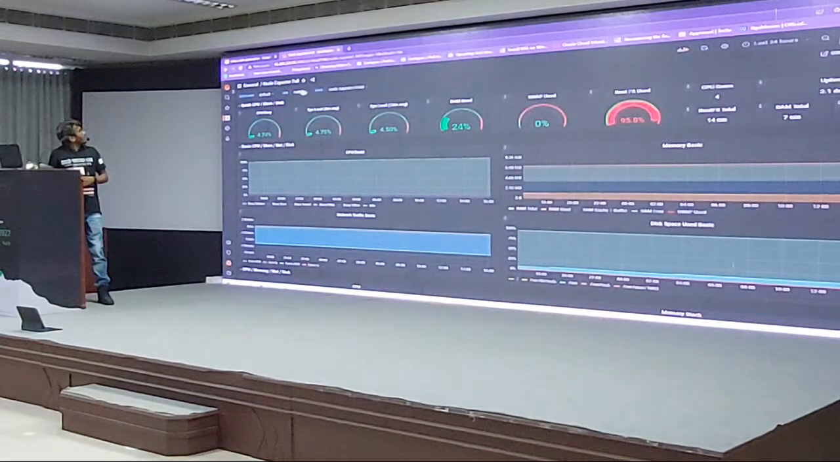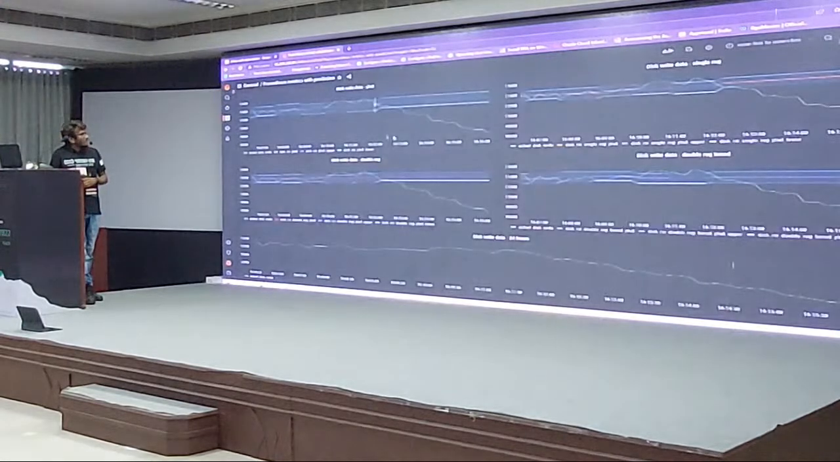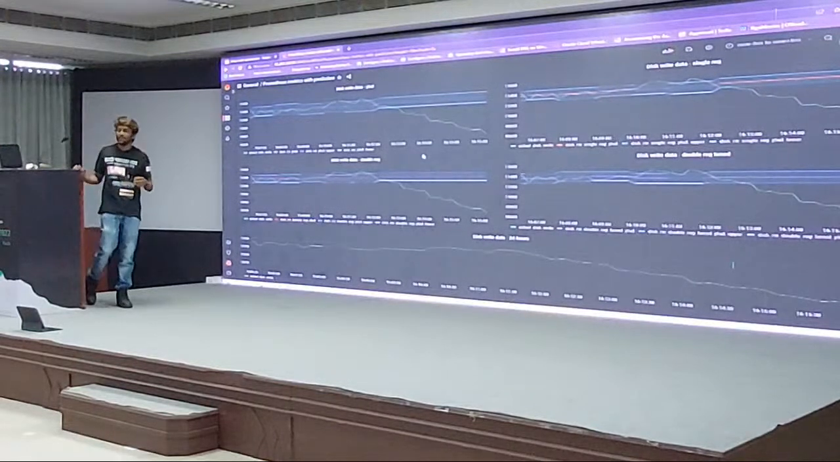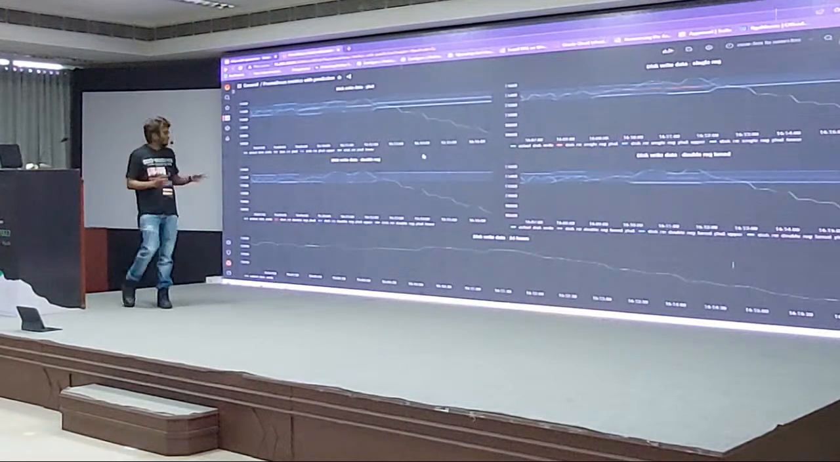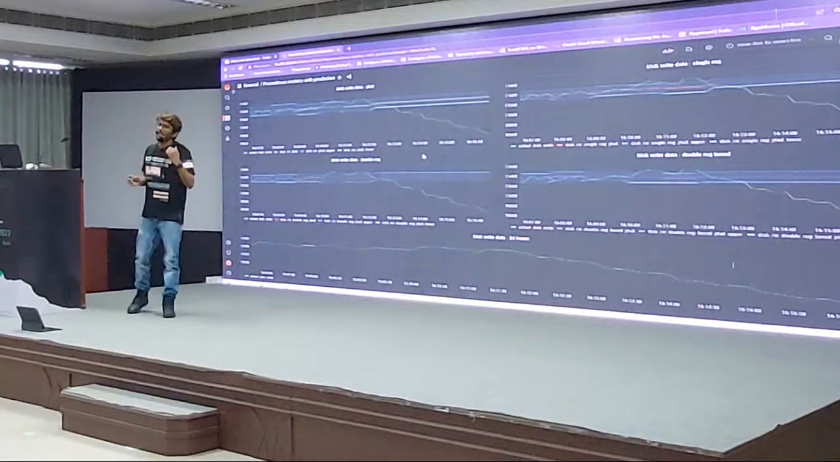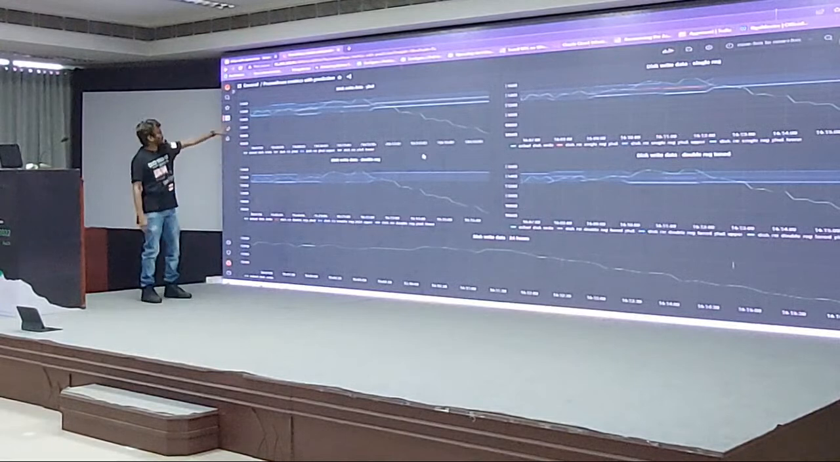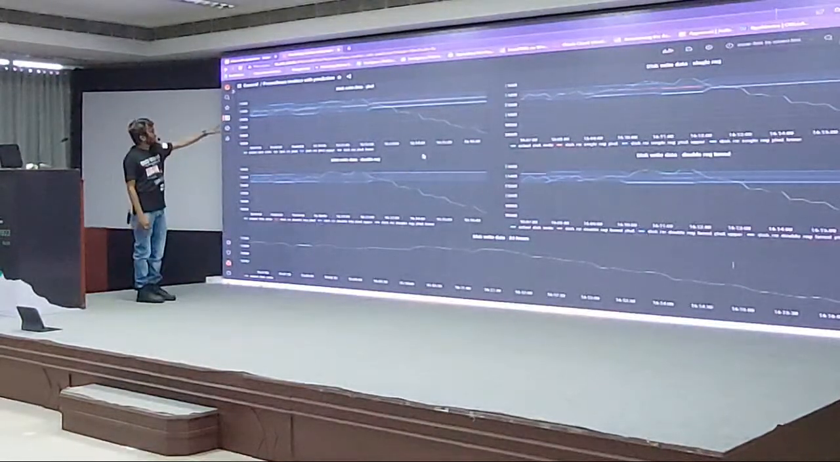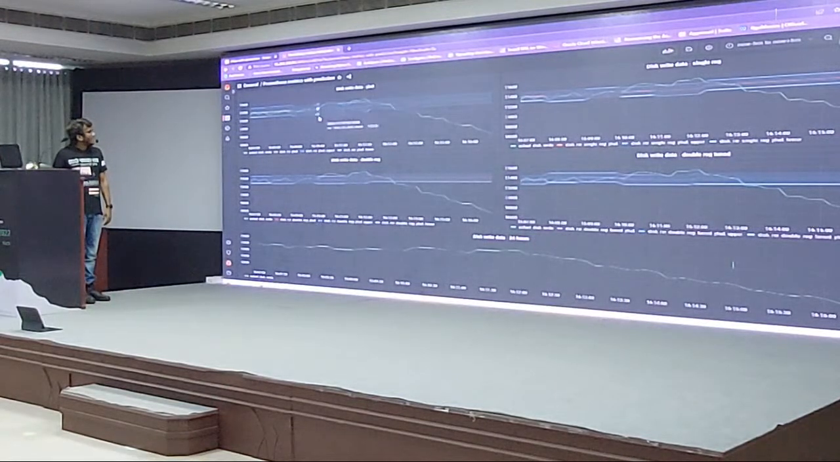Now let me go back to general. This is something which I want to show you. Here the exporter has been running for the past few days in this environment, and it has been predicting some values for the past 2-3 days. If you look at the first graph, it is predicting this price data.